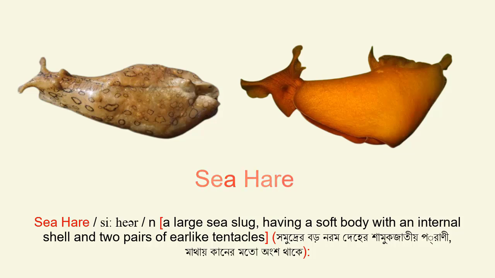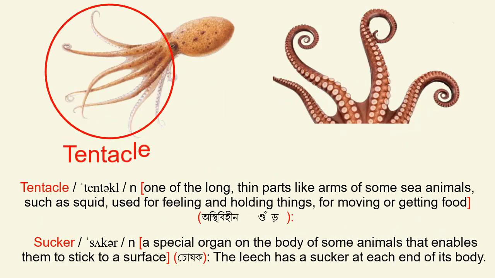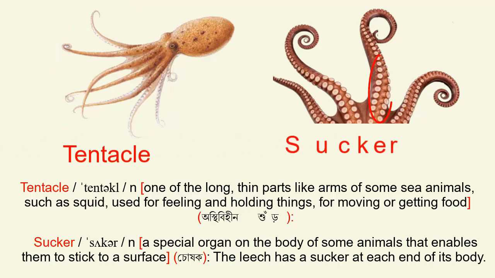Sea hare. A large sea slug having a soft body with an internal shell and two pairs of ear-like tentacles. Tentacle. One of the long, thin parts like arms of some sea animals, such as squid, used for feeling and holding things, for moving or getting food. Sucker. A special organ on the body of some animals that enables them to stick to a surface.